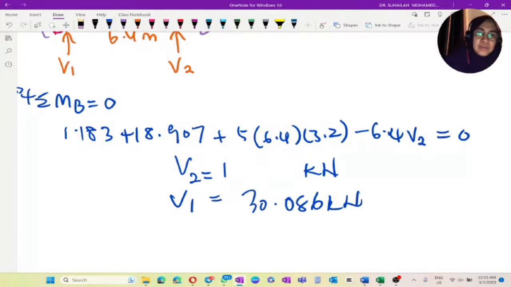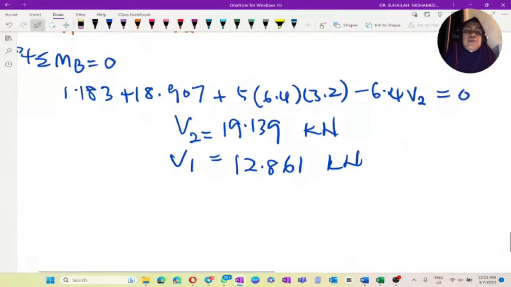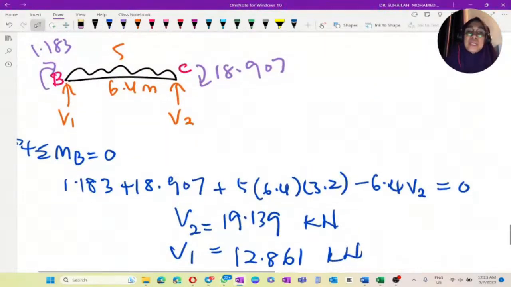It is 19, not 1, 9. It is 19.139, so minus by 5 times 6.4. So it is 12.861. Okay, so what does it mean?